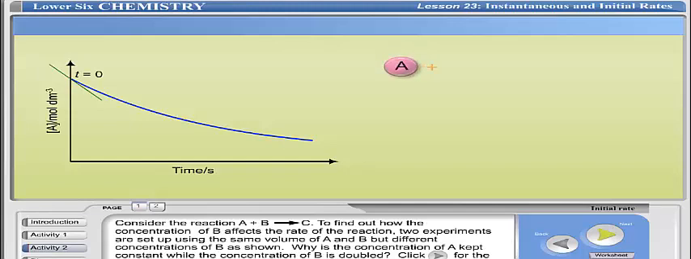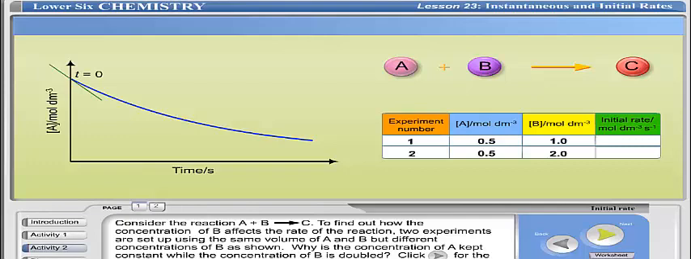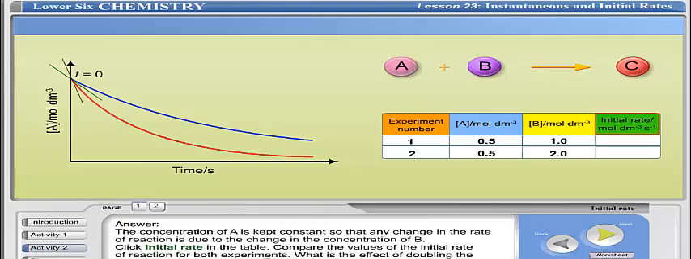Consider the reaction A and B gives C. To find out how the concentration of B affects the rate of the reaction, two experiments are set up using the same volume of A and B but different concentrations of B as shown. Why is the concentration of A kept constant while the concentration of B is doubled? Click Next for the answer. Answer: The concentration of A is kept constant so that any change in the rate of reaction is due to the change in the concentration of B.